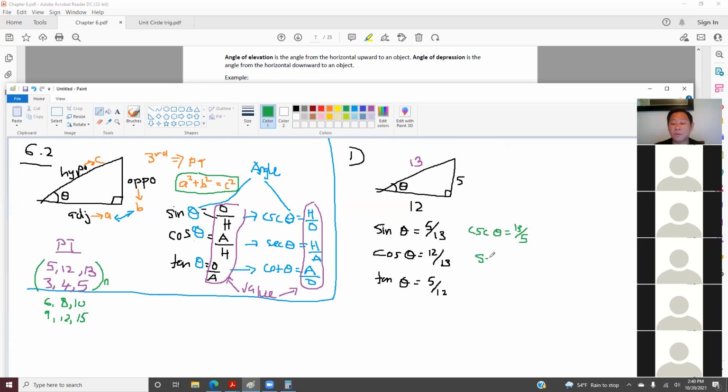Cosine will be secant, the reciprocal. What is secant theta? 13/12. Flip this value. And cotangent is the flip of tangent. So what is the reciprocal of this? 12/5. And this is how we do the first question.